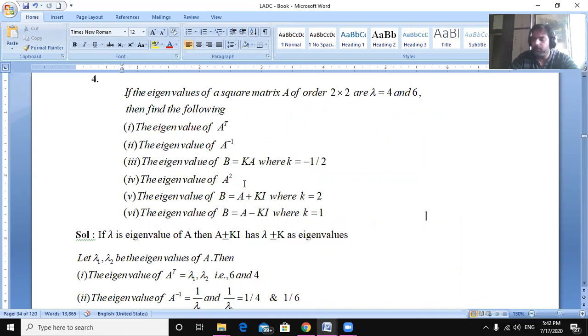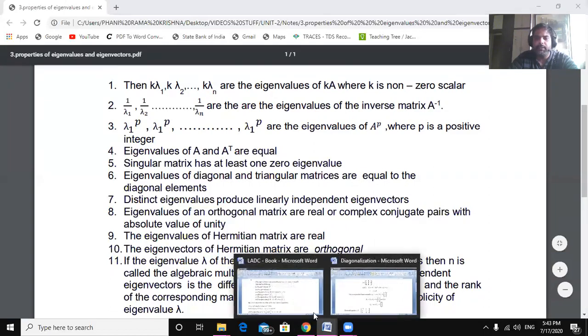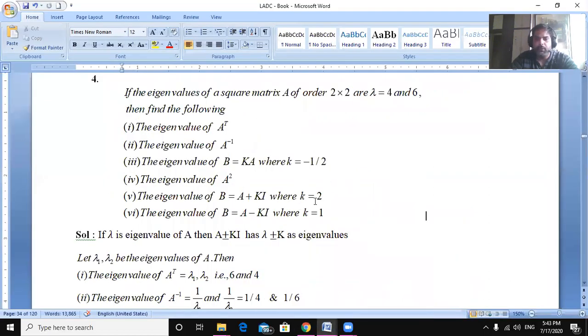What are the eigenvalues of A square? Look at property number 3: the eigenvalues of A square are lambda 1 square, lambda 2 square and so on. Therefore the eigenvalues will be 4 square and 6 square, that is 16 and 36.